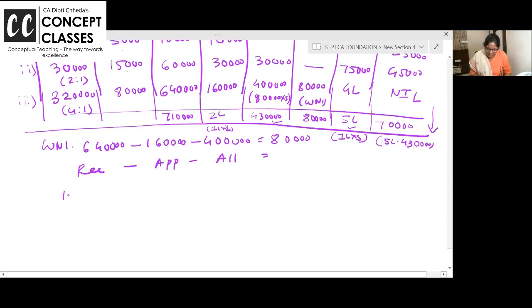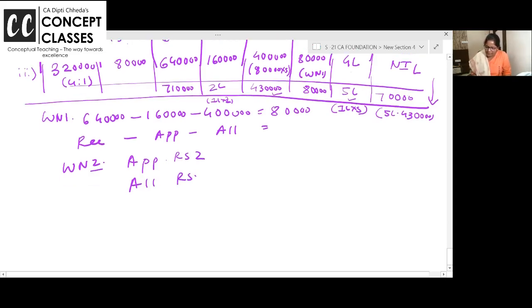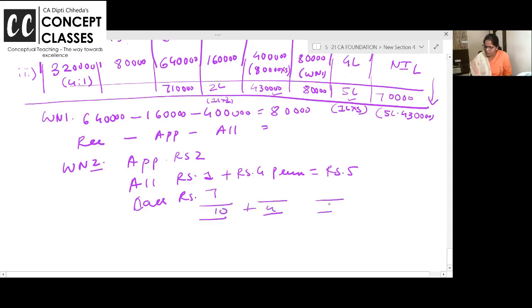I want all of you to write in working note 2. Application ₹2. Allotment, this is necessary, everyone write it. Application ₹2. Allotment ₹5 plus ₹4 premium. Total ₹5. In allotment, 1 rupee is the allotment call, 4 rupees is premium. And first call ₹7. Total 10 plus 4, and here also it is 2, here also it is 7, 14.